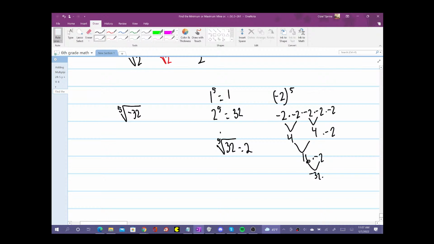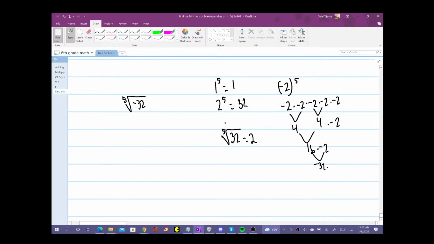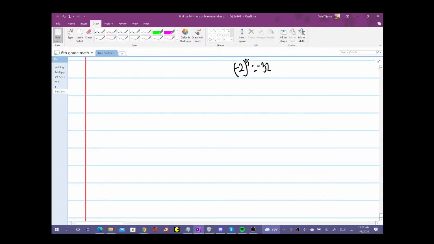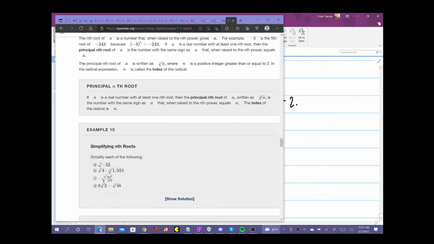So, in reality, it's just like square roots. If I say the square root of 9 equals 3, that means that 3 squared equals 9. If I say negative 2 to the 5th equals negative 32, that means that the fifth root of negative 32 is going to be negative 2, right?